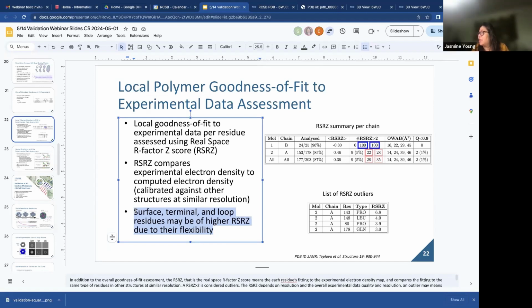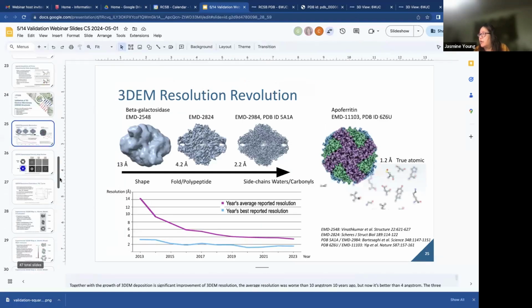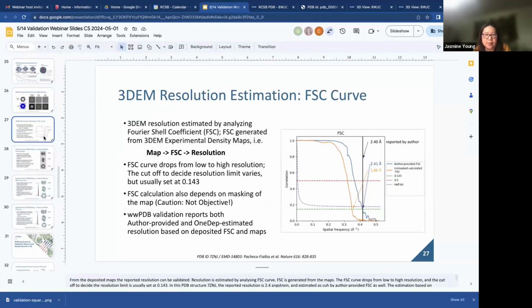The next one: what is the real number of cryo-EM resolution? I have seen people use different methods to claim the structure's resolution. Justin will provide an answer. Yes, thank you.